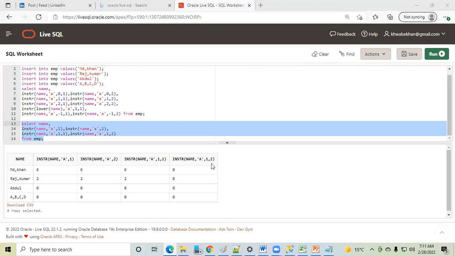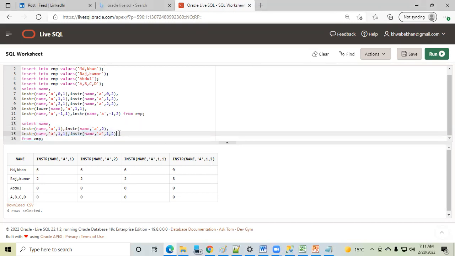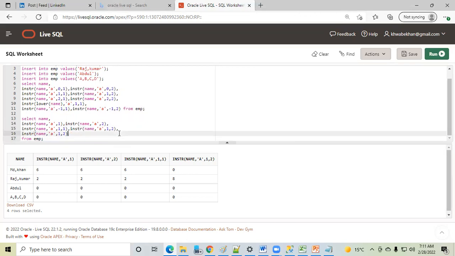The fourth argument will tell you which occurrence you want. If you have written 2, it means SQL will search for the second occurrence. If you write 3, SQL will search for the third occurrence. Okay, let me show you for the others as well. This concept you have to understand in an incremental way. That's why I'm trying to show you in an incremental fashion.